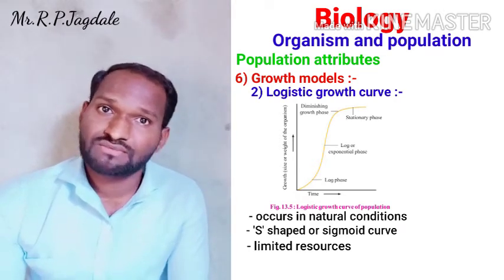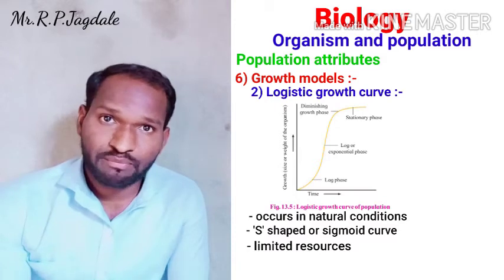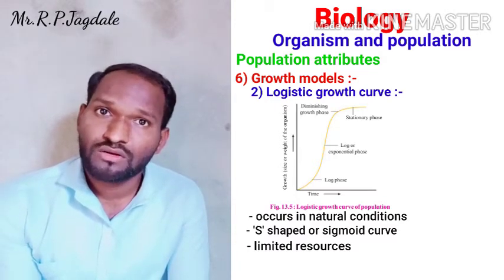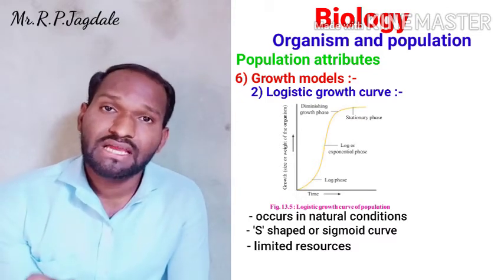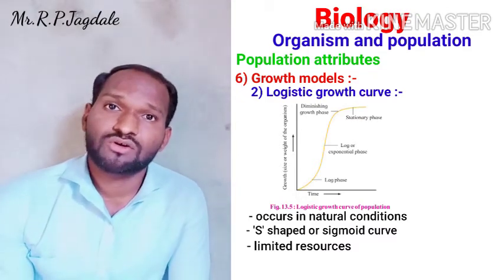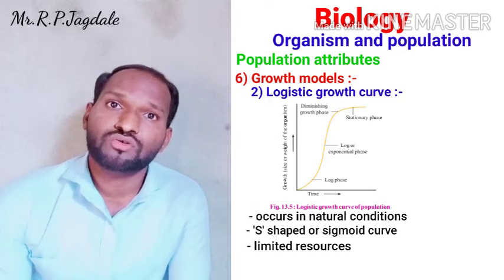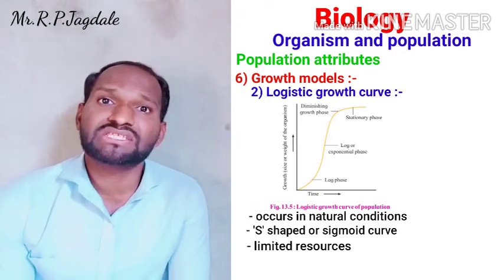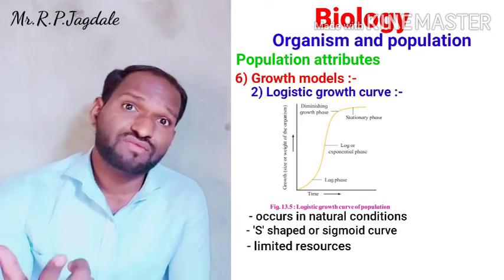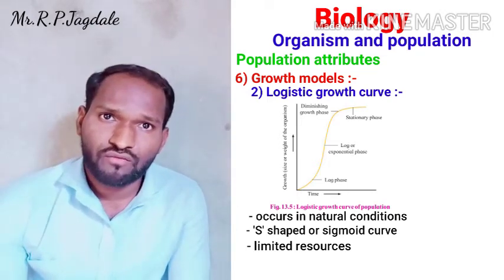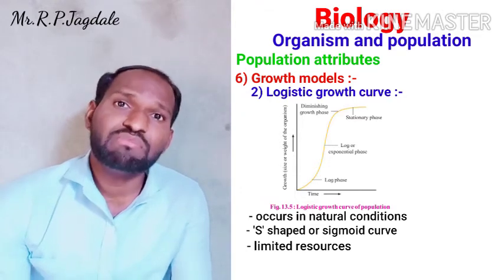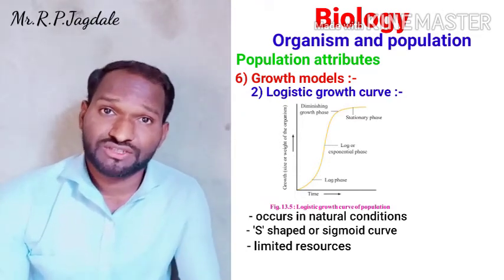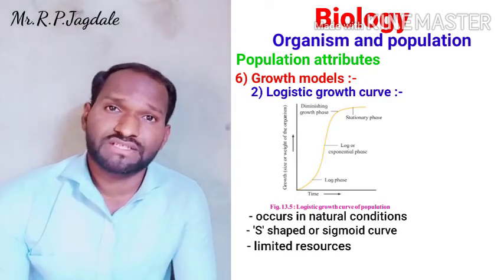Initially the organisms are going to a place, they are adapting. Until then the population rate is slow. The curve is called the lag phase. The initial phase is called the lag phase, where population growth is very slow. After that there is a rapid increase in the population. That curve is called the log phase, where the maximum reproduction takes place and growth is exponential. That is called the log phase.